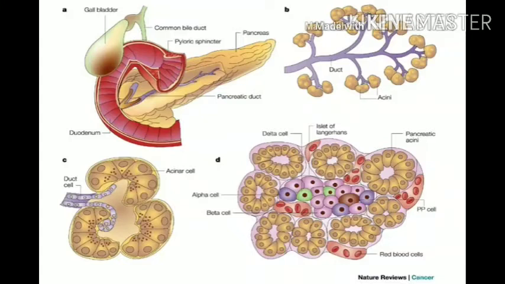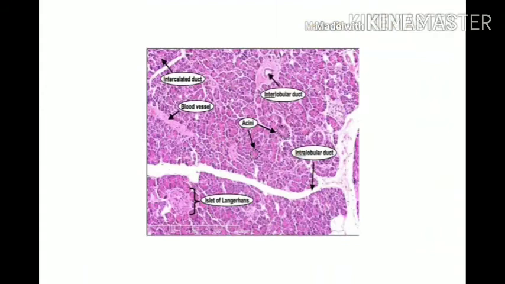The pancreatic duct or the duct of Wirsung extends throughout the gland and receives small branches from each of the lobules. It also receives another duct called the duct of Santorini, as it is depicted in this slide.